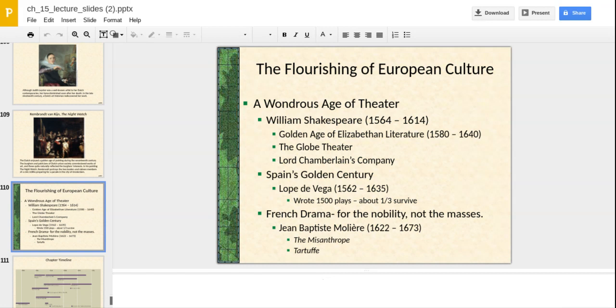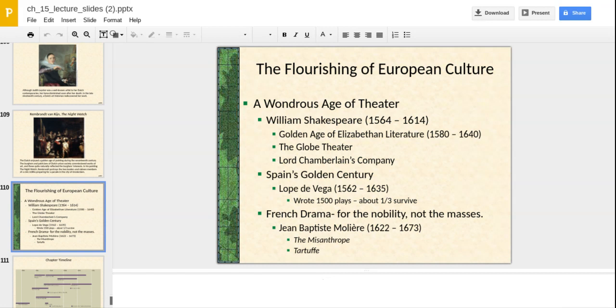You also get, under Queen Elizabeth, the Elizabethan Age. William Shakespeare, of course, who you all know well. It's the Golden Age. The Globe Theater is where he and others, Marlowe and others, did their work. Spain also has a golden century kind of overlapping this time period. You get Lope de Vega, who wrote about 1,500 plays, of which about one-third survived. That's an incredible amount of work.